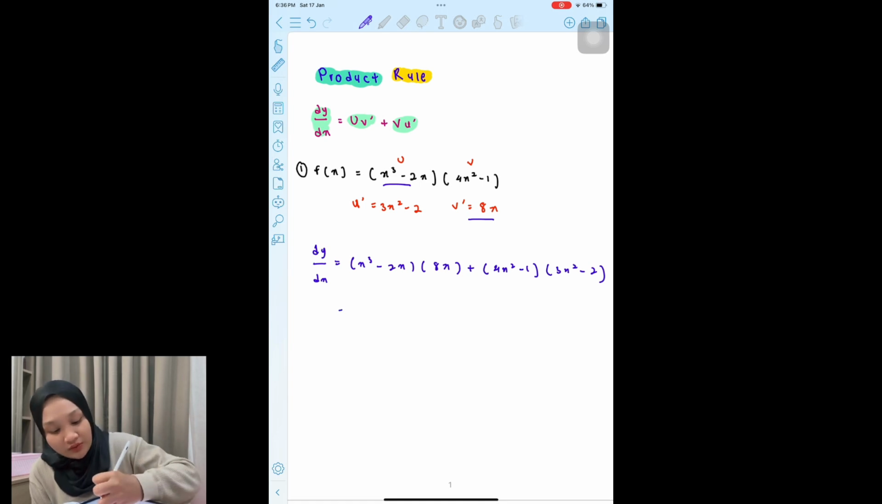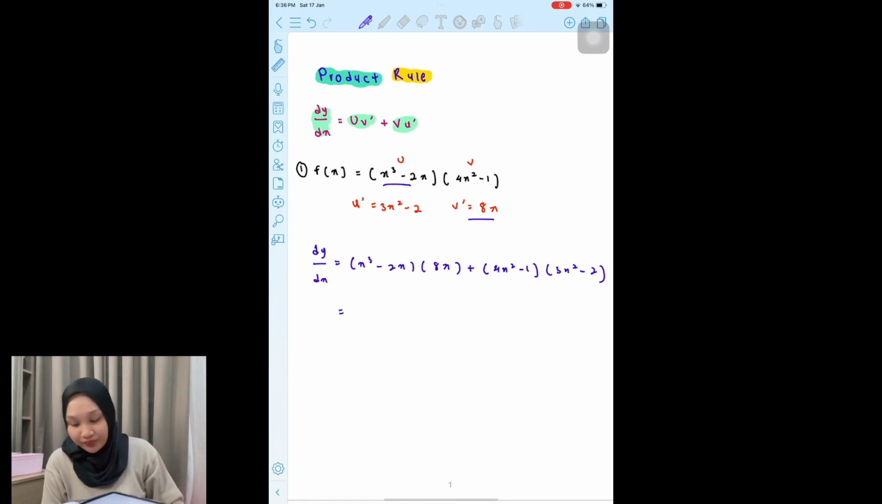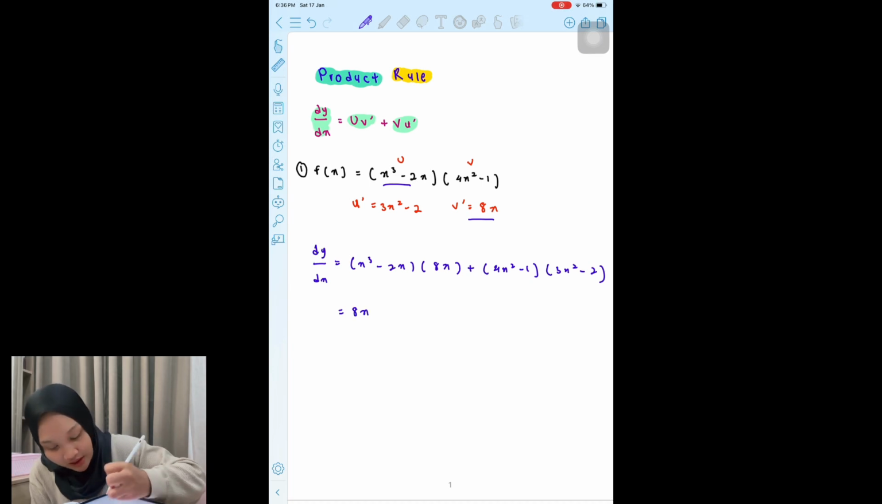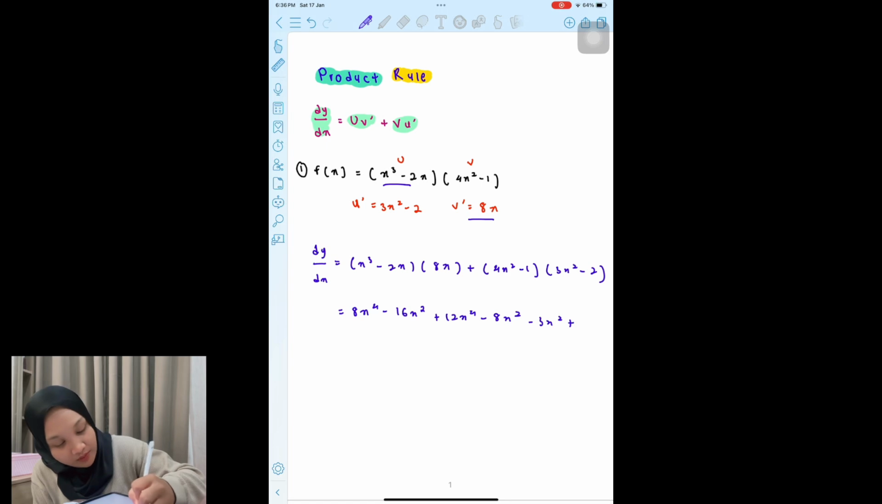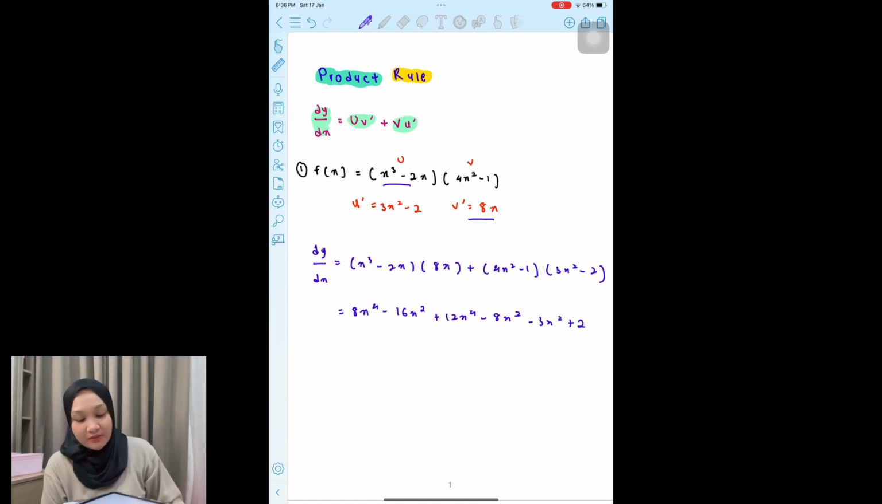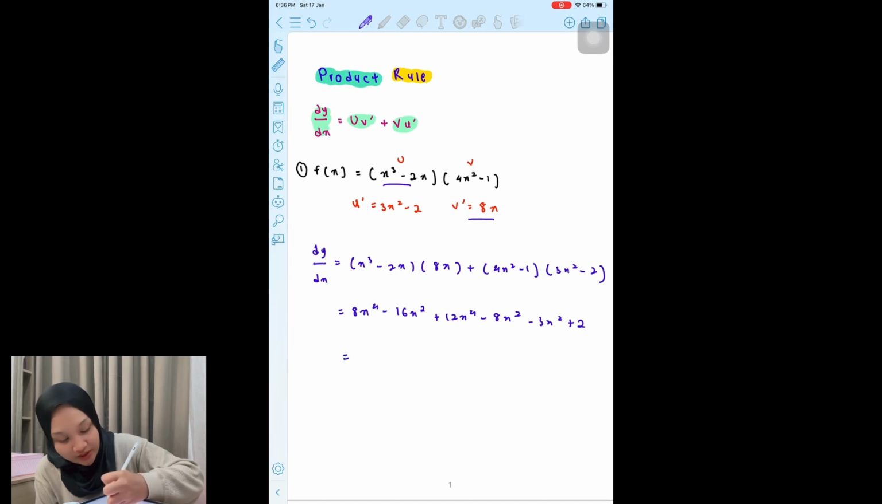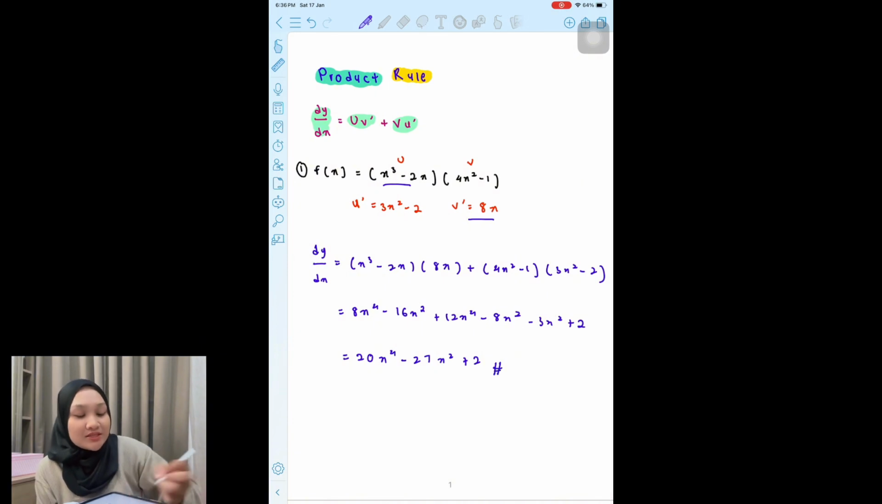Okay, so we solve this question as always. Then we will get 8x^4 minus 16x squared plus 12x^4 minus 8x squared minus 3x squared plus 2. Then we add and subtract the like terms, and we will get the final answer, which is 20x^4 minus 27x squared plus 2. So this is the final answer for this example of question.